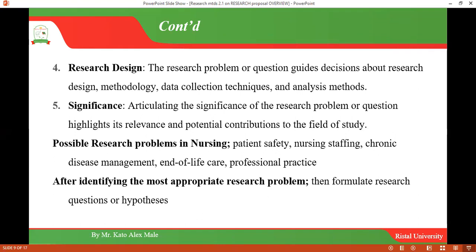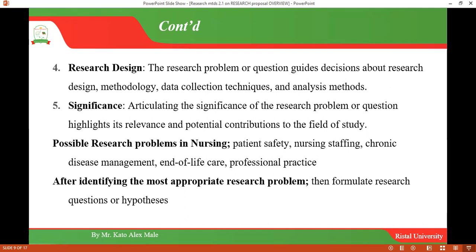It is also considered: the research problem or question guides the decisions about research design, methodology to go with, data collection techniques, and analysis methods. Then we also consider the significance when defining the research problem. Articulating the significance of the research problem or question highlights its relevance and potential contributions to the field of study. We don't want you to conduct a research that will end in vain. We want you to conduct a research that will add on the available knowledge, or that will fill the gap in information on that particular issue.